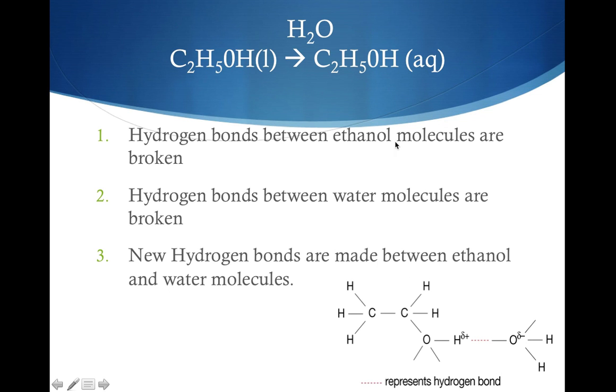But if we put it into water, then we can change this from a liquid form to an aqueous form. The water just goes on the arrow because it's present for this change to occur. Okay? And here we have a hydrogen bond between water and the OH group of the ethanol.